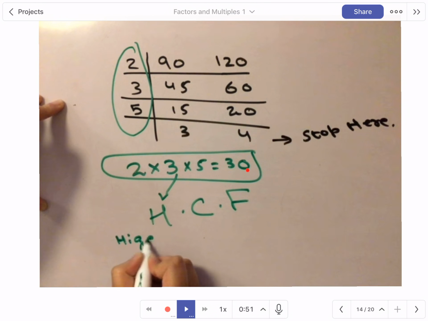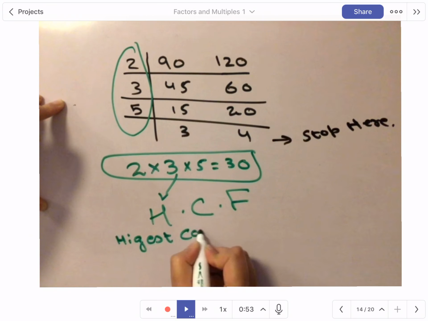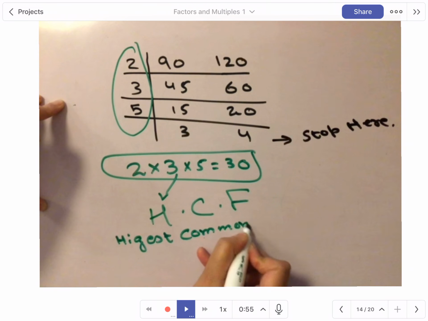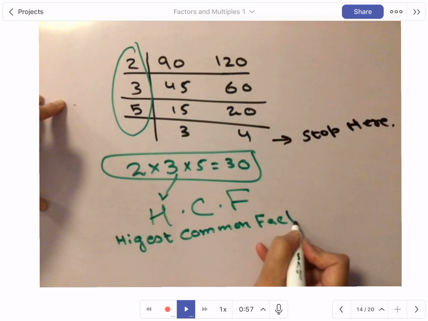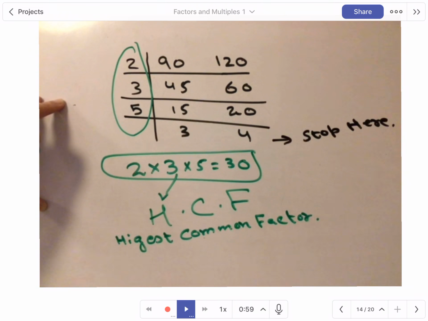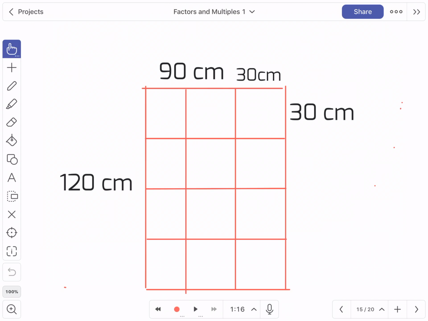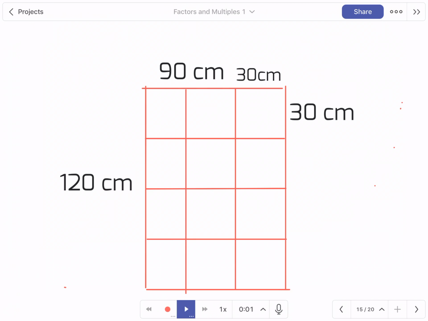So 30 is the highest common factor. This is the same answer we got from the factor tree method. If you find that method easy, adopt that; if you find this method easy, adopt this. The choice is totally yours. So we have got 30 as the highest common factor of 90 and 120.